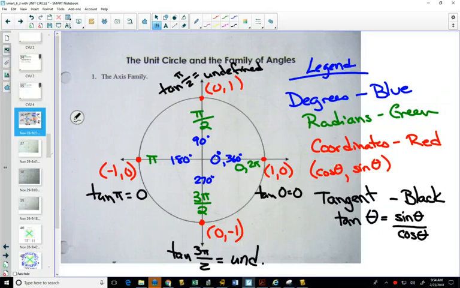All of your axes coordinates were easy to label. Tan is just sine over cos. You can look at your coordinates to figure out tan. All of these values are right there. And so now we can do sine, cos, and tan of all of those angles in radians or in degrees.